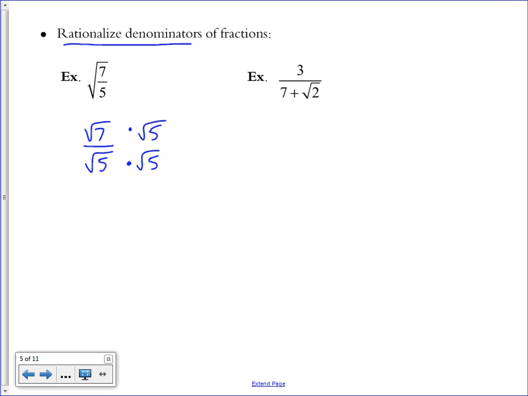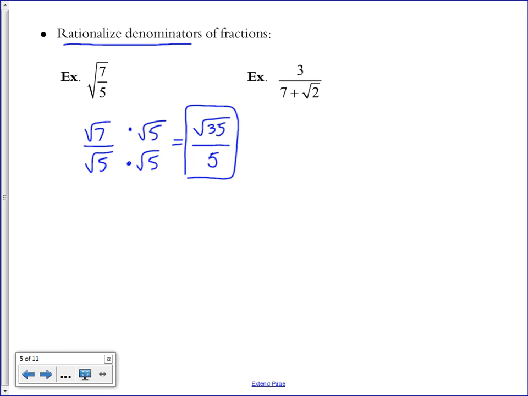The numerator, we can apply our product rule, and 7 times 5 is the square root of 35. And on the denominator, the square root of 5 times the square root of 5 becomes the square root of 25, which is a perfect square and simplifies to just the rational number 5. So now our denominator is a rational number, and it doesn't matter what happened to the numerator, as long as the denominator has become rational.